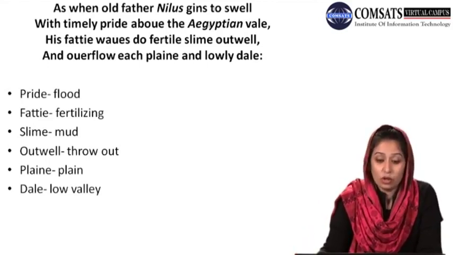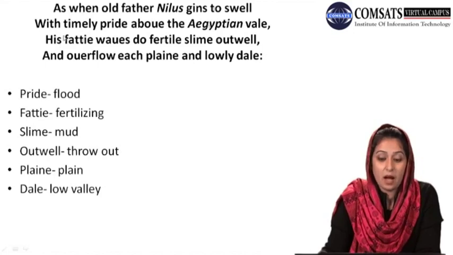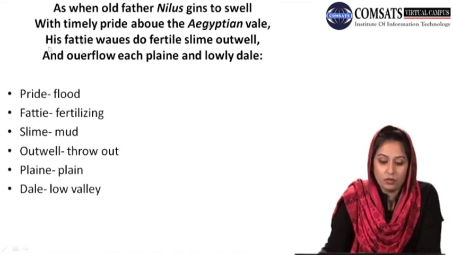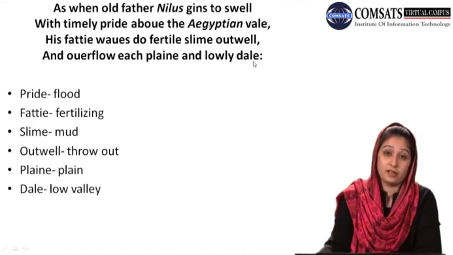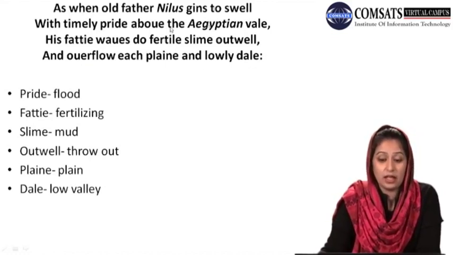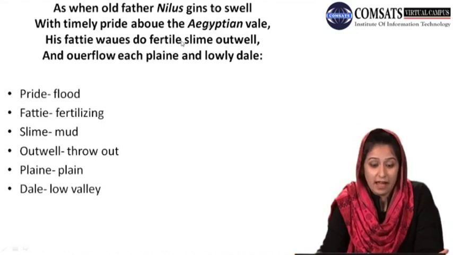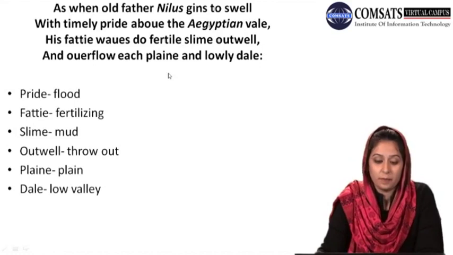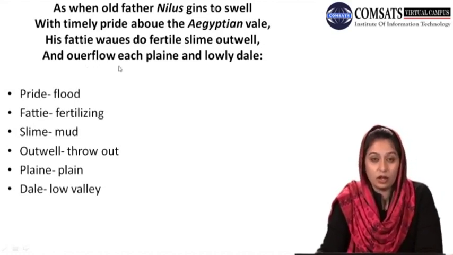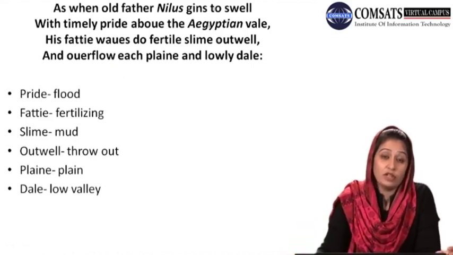That what happens when the old father river Nilus begins to swell, when there is a flood in river Nile, with timely pride above the Egyptian vale, his fatty waves do fertile slime outwell and overflow each plain and lowly dale. So what happens when there is a flood in the river Nile, when it is full, on the Egyptian valleys, there are waves of the water, and that water leaves the fertile soil on the ground and everywhere on the plain ground and the valleys and the low valleys, everywhere it leaves a layer of the mud which is very fertile.